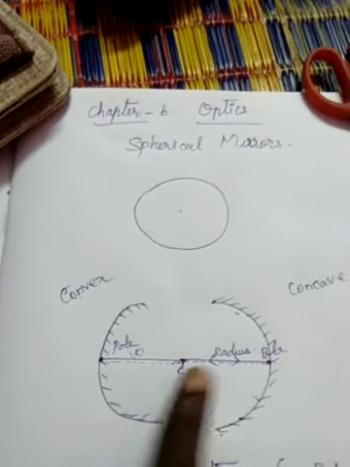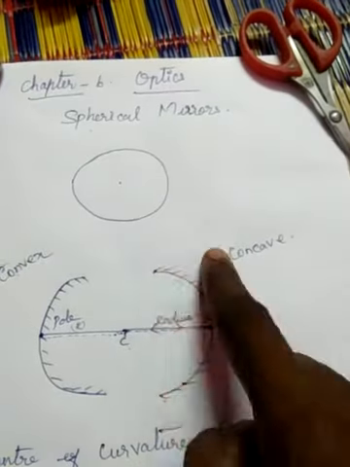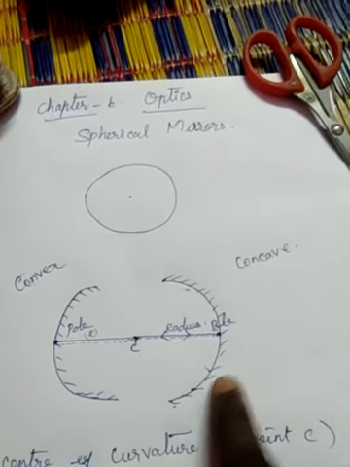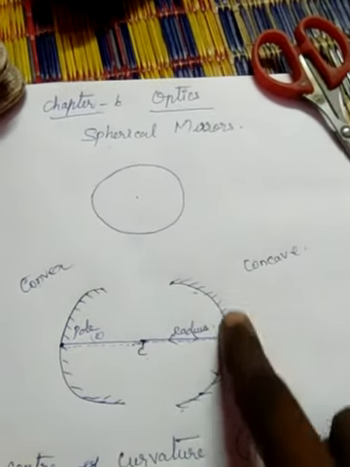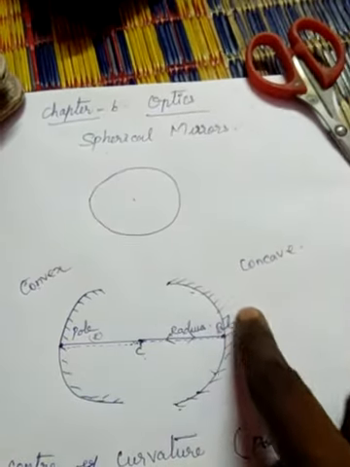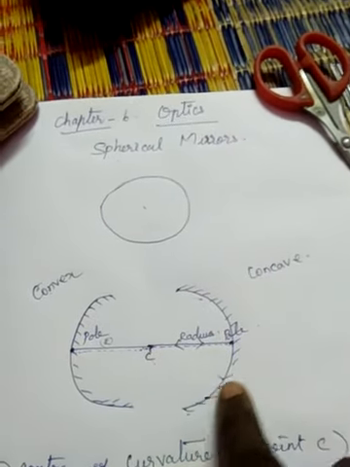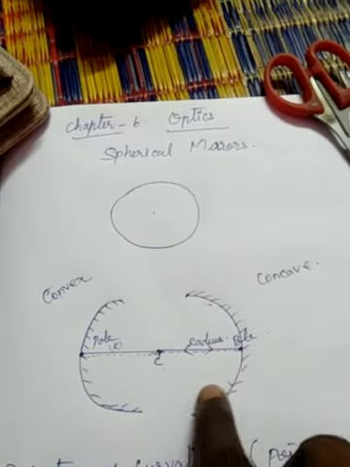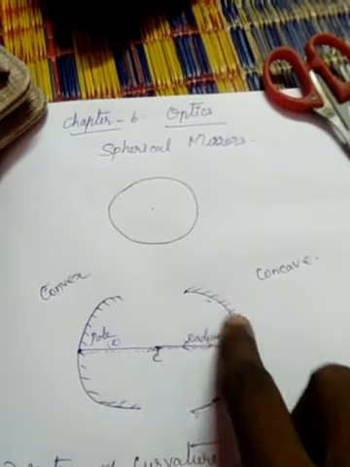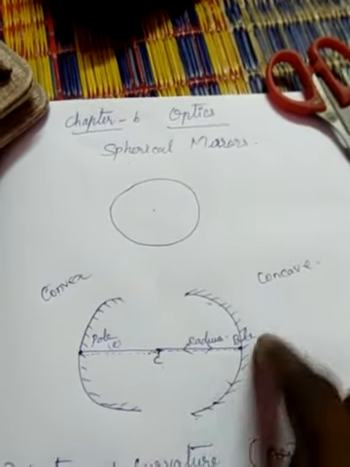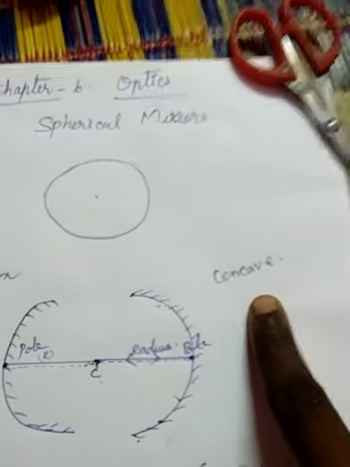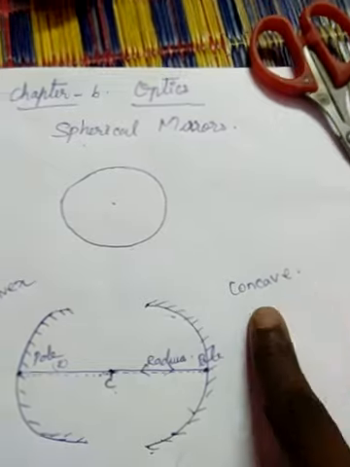Do you understand? Next, in this portion, outside I put some lines, so this portion is not reflecting; it is a hard surface. The inside portion is the reflecting surface. This type of mirror is called a concave mirror.